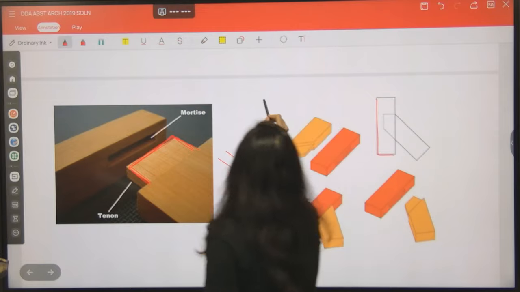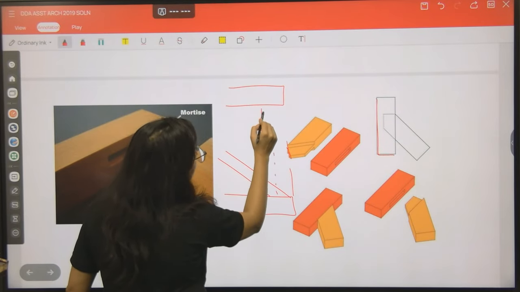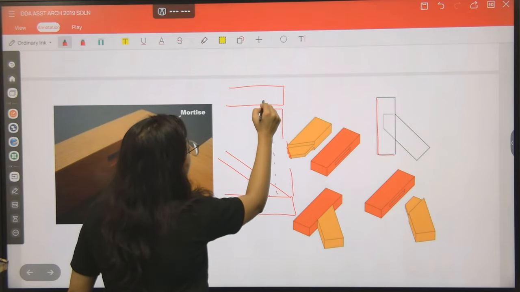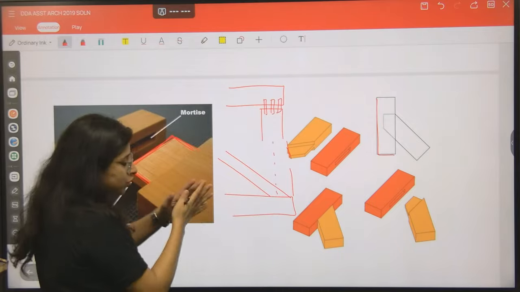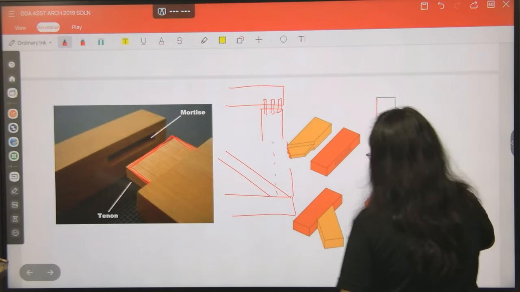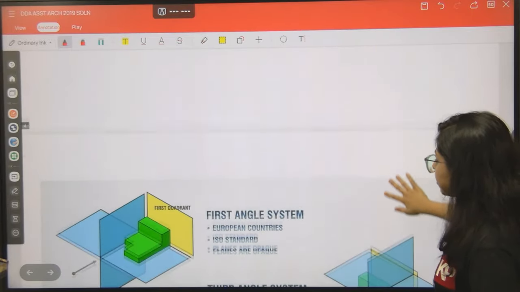Butt joint, I told you what a butt joint is. Basically, you have one part like this and the other part is like this. And then what you do is you nail some kind of a thing inside to bring them together. That is your butt joint. And one more joint you have, which is your mitered joint. Mitered joint is what?